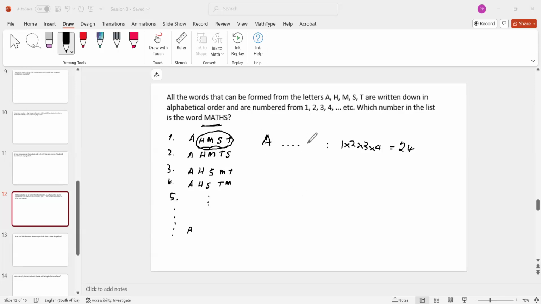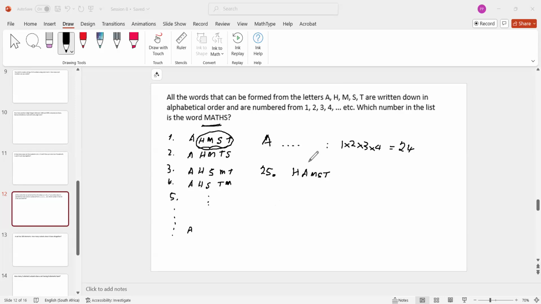Which number is maths? So the first 24 start with A. The 25th one starts with H. You're finished with A now, right? 25th one starts with H. And now the very first one, you have to put A, M, S, T in that order. Right? A, M, S, T. And you do the same thing with H. And you've got another 24 here, which starts with H.